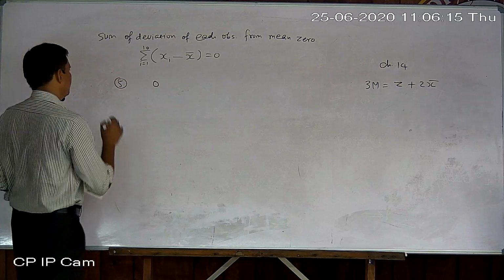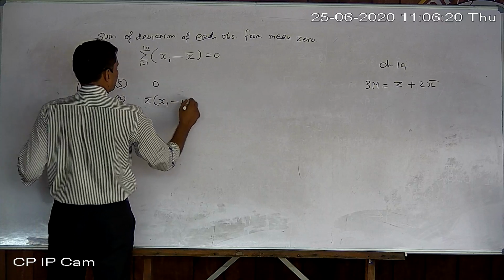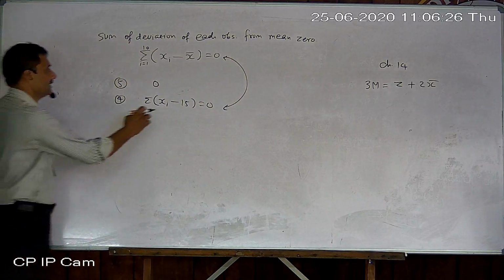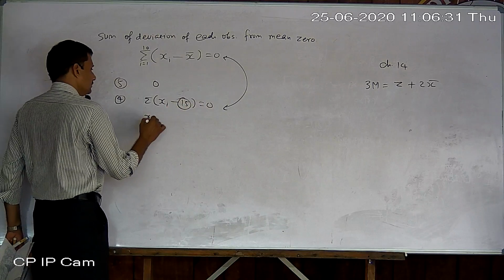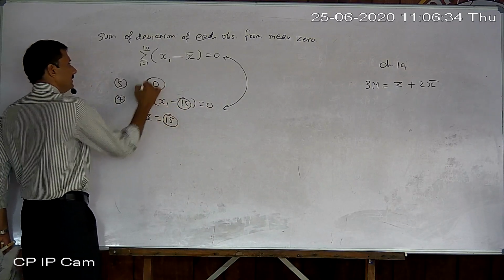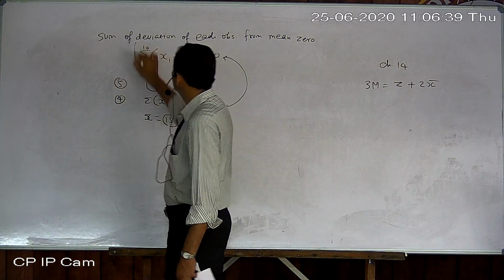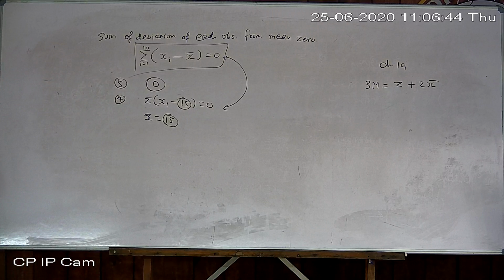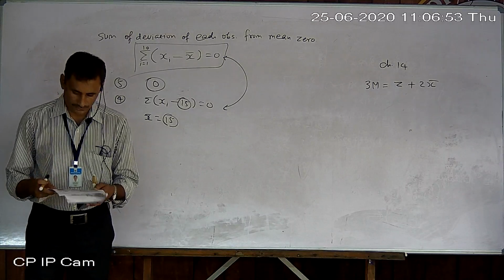Now look at number 4. They have given sigma xi minus 15 equal to 0. Now compare both of these. Obviously xi minus x bar is only 0. So this is nothing but x bar. So x bar is nothing but 15. So in the fifth one the answer is 0 and in the fourth one the answer is 15. So you just remember this and understand that if you take the difference of each observation with the mean and then sum all these differences, then it becomes 0. Okay, so that is the concept.